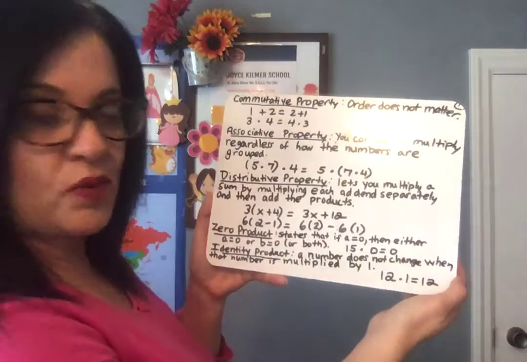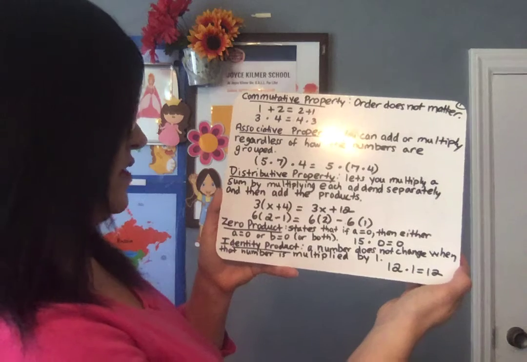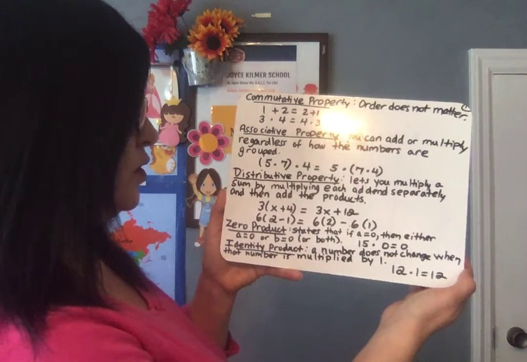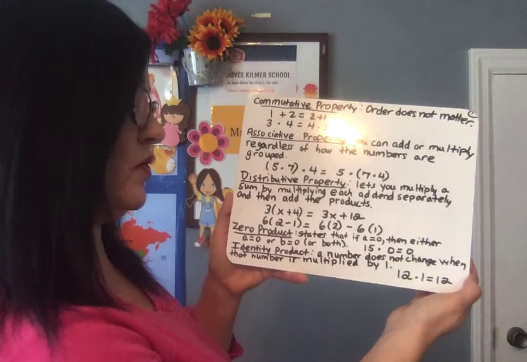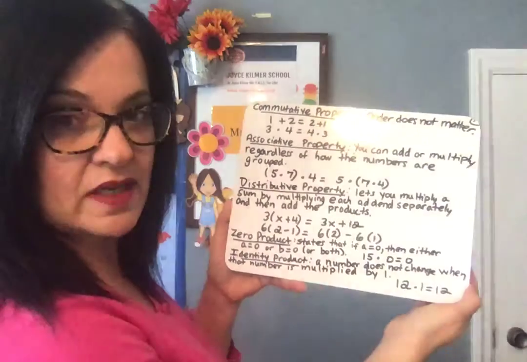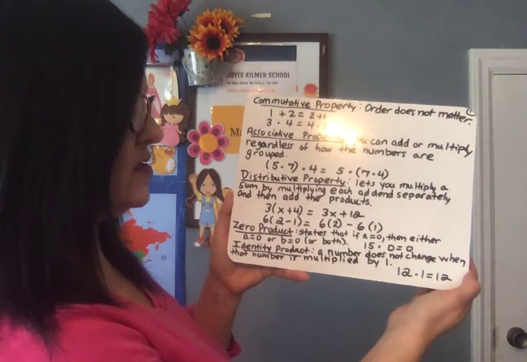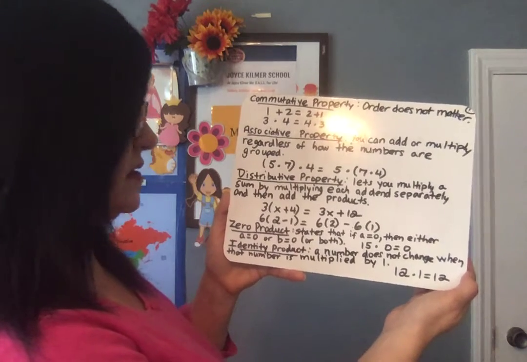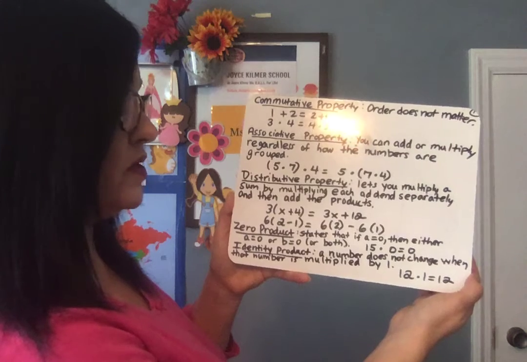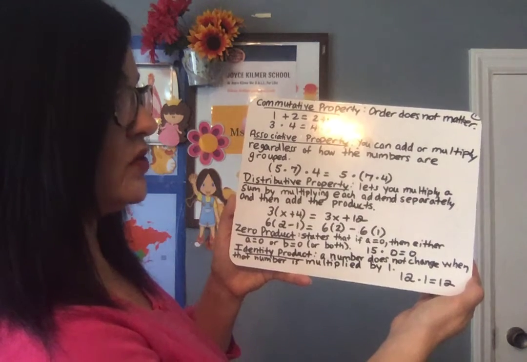The zero product property states that if a times b equals 0, then either a equals 0 or b equals 0 or both. For example, anything times 0 will be 0. 15 times 0 equals 0. The identity property says a number does not change when that number is multiplied by 1. For example, 12 times 1 equals 12.